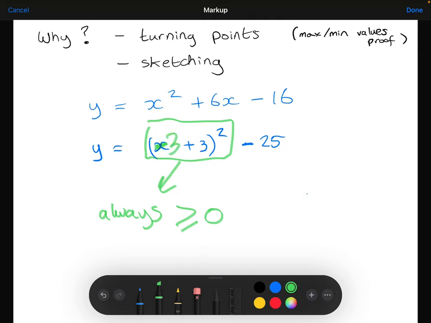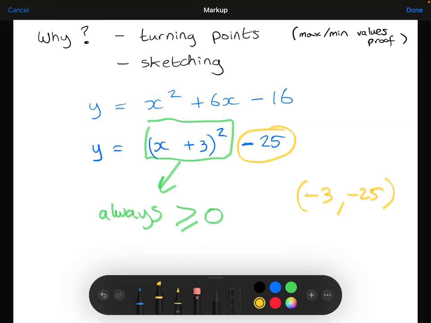If I put a minus 3 here, then on the inside I'd have minus 3 plus 3. That would be 0, and 0 squared is 0. So this could possibly equal 0, but that's the smallest it could possibly be. Therefore, when I subtract 25 from that, that means the smallest this could possibly be is minus 25. So the minimum value of this quadratic is minus 25 when x is minus 3. That is the turning point of this quadratic.